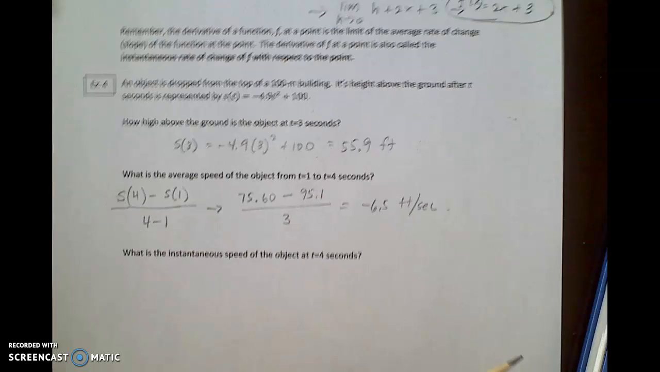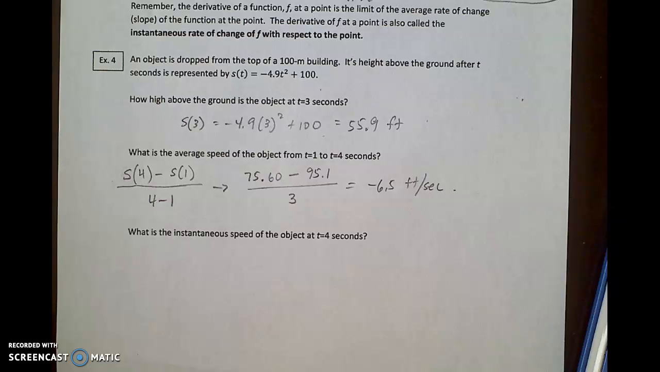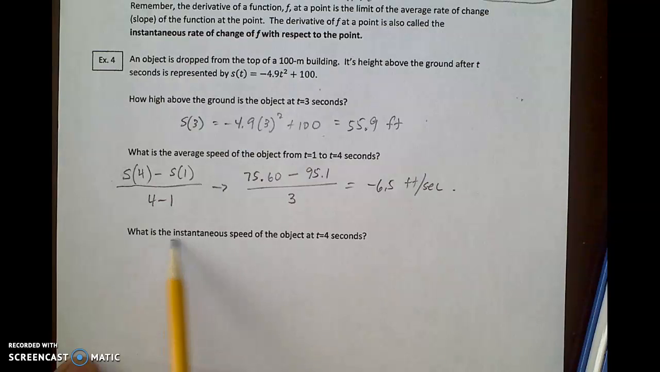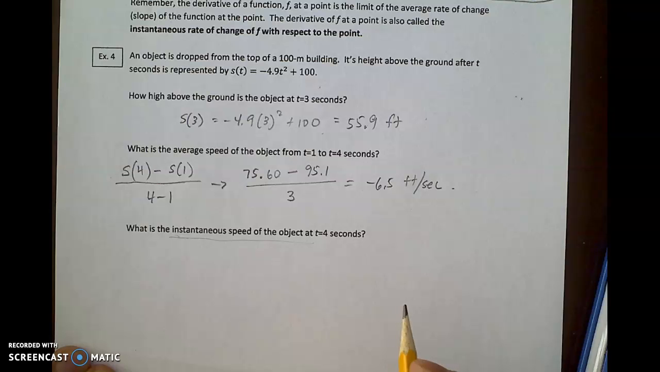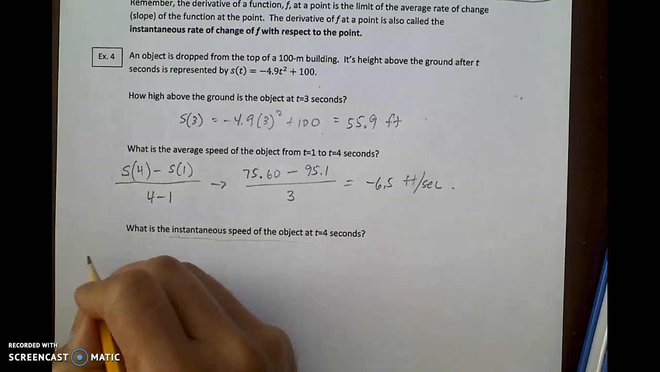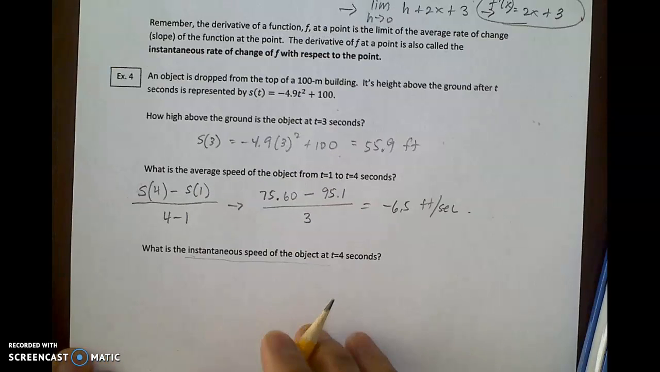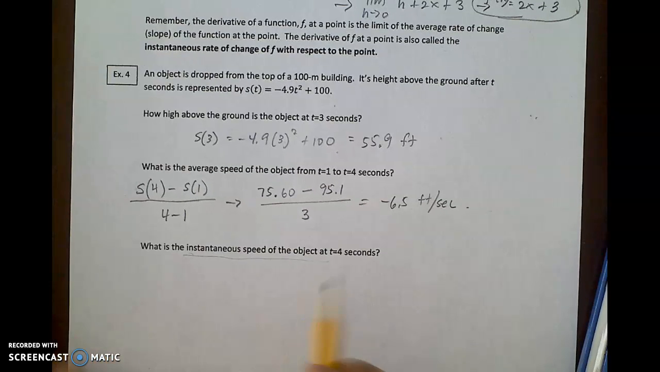Finally, it says what is the instantaneous speed of the object at t equals 4 seconds? Instantaneous speed means we're talking about the derivative. So let's apply what we did in the previous example. We want to find the derivative of this function at t equals 4 seconds. I'm going to pause the video, and I want you to see if you can apply what we talked about today for this last example.